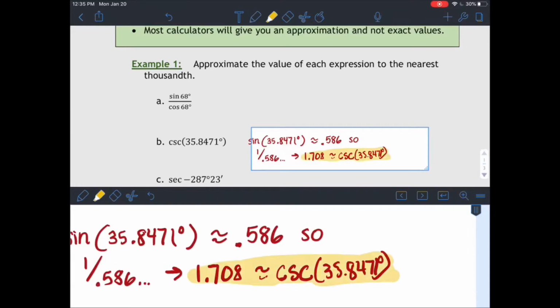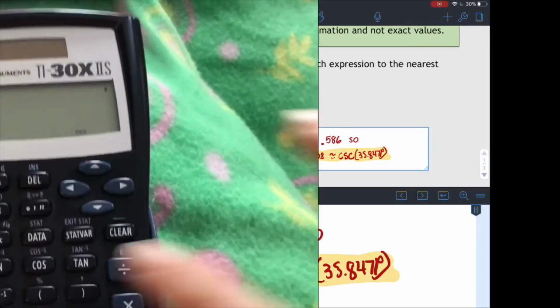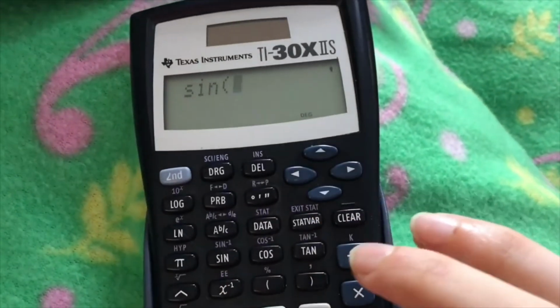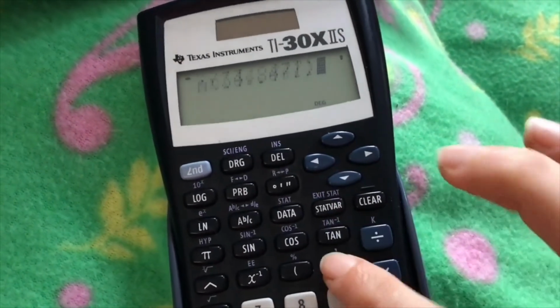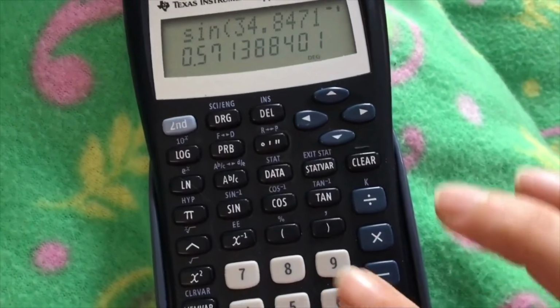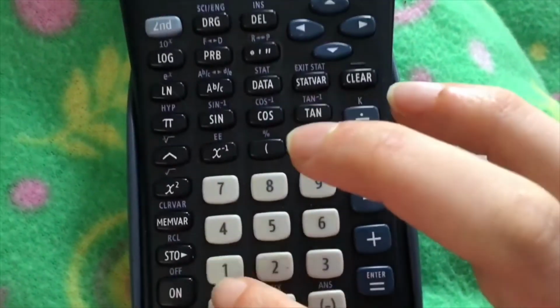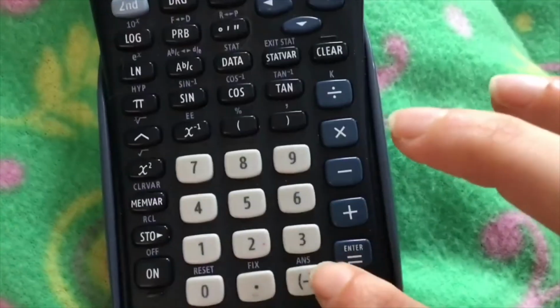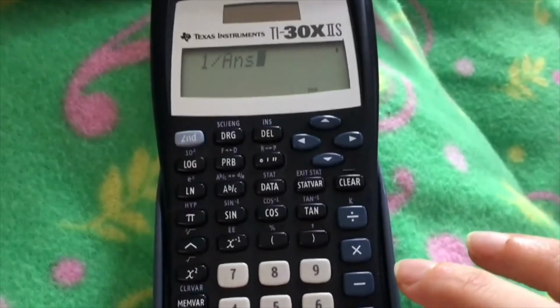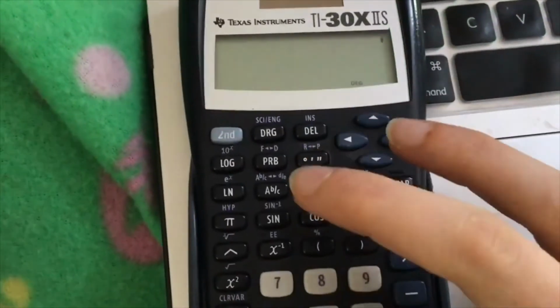So let me show you what this would look like, because this is all about using your calculator today. So if you do your sine value, and just type everything in there, hit equals, and then do 1 divided by, and then using your second key for your answer so it copies all those decimal places, hit equals. That'll give you an approximation.